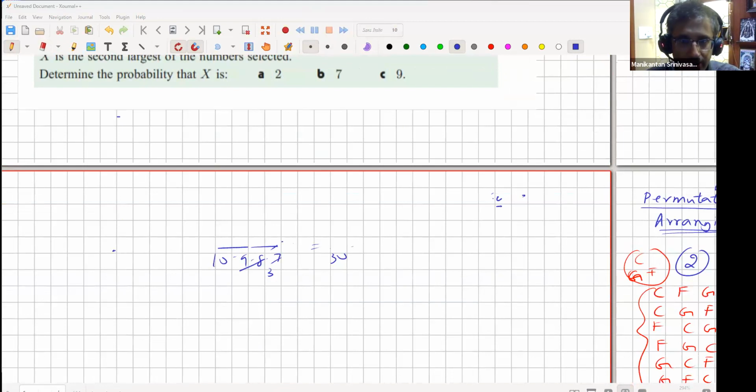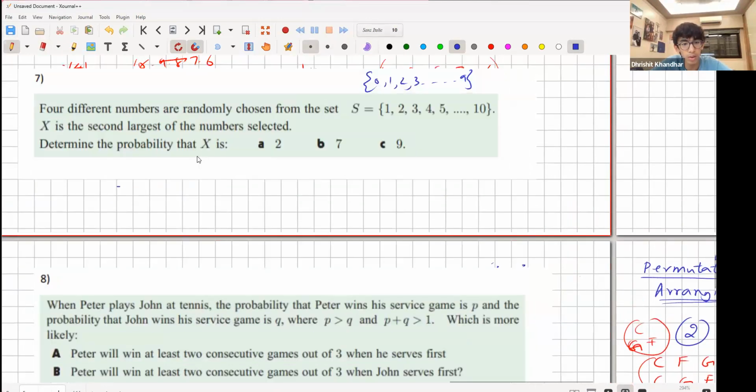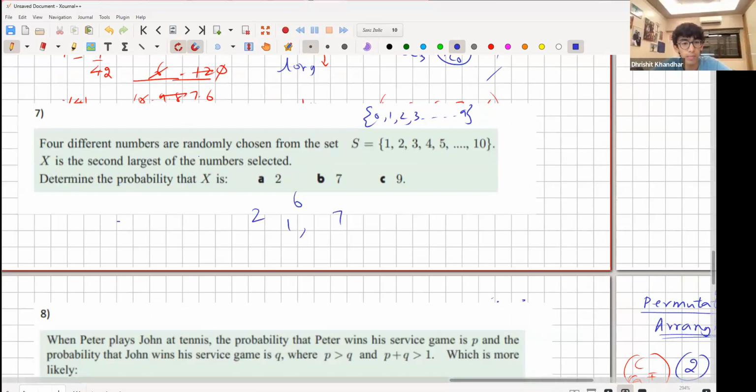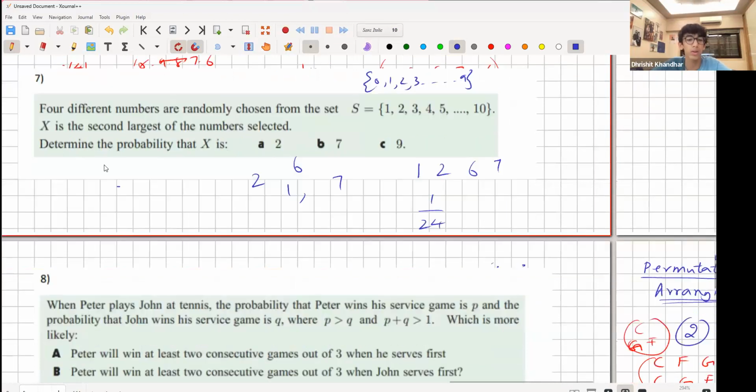Question 8. Maybe do we have time for this one before we wrap up? Repeat the answer for the previous one. Any four digits can get selected. Let's say it's 2, 6, 1, and 7. Whatever four get selected, there's only one way in which you can arrange them in increasing order, right? Of the 24 ways. That's it.